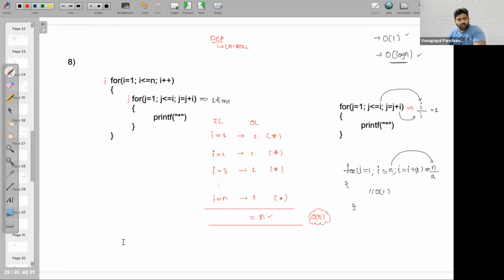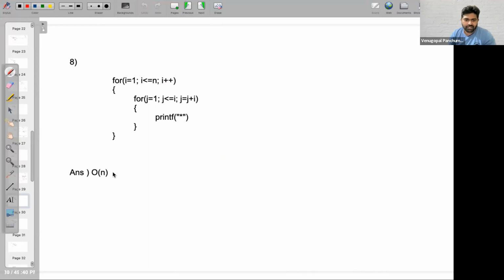Clear now, friends? This is a very beautiful question, purely based on analysis. You need not memorize anything. If you just know this template, that's it. Then everything is analysis. That is the beauty here. You need not memorize. It is simple analysis. So the answer is order of n.